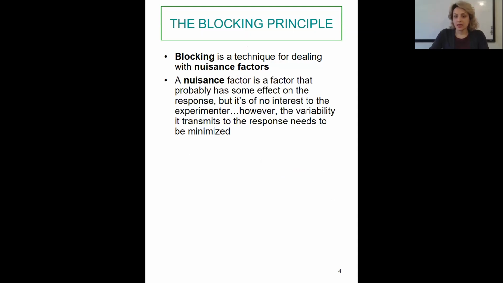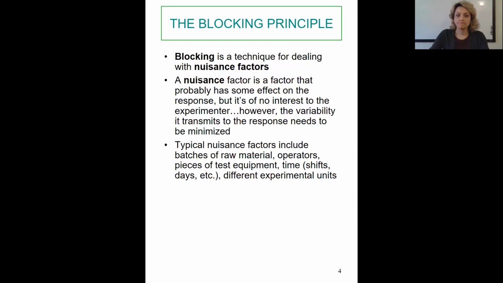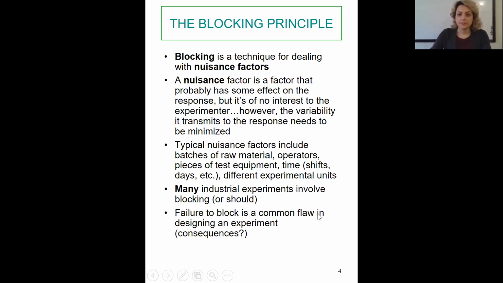These are factors that probably have some effect on the response, but we are not interested in those factors. However, their variability transmits to the response and needs to be minimized. So we need to deal with them, but we are not interested in them. I'm going to show you a few examples. Typical nuisance factors include the batch of raw material, operator, piece of test equipment, time, shift days, and different experimental units.